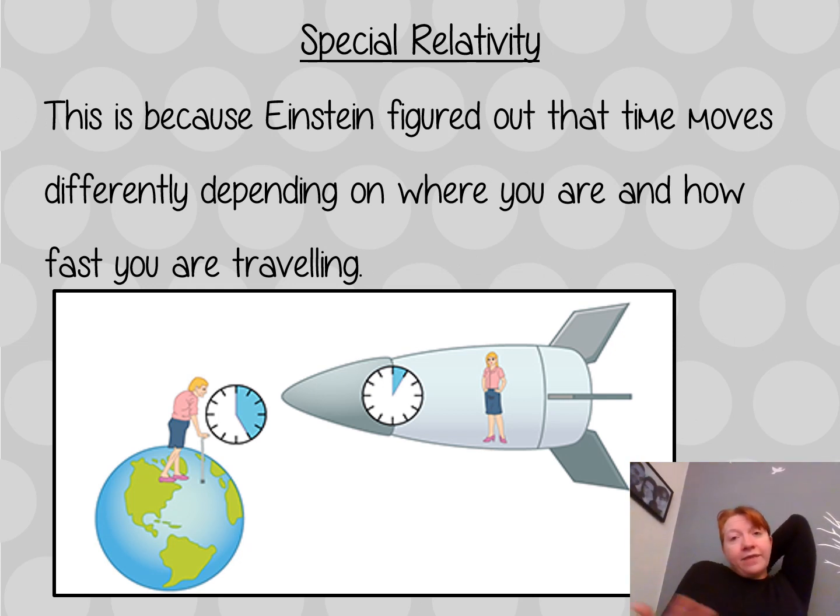And Einstein figured out that time moves differently depending on how fast you're going and where you are. So if this person here, you see this lady is in a super rocket and she's going to be far up out of the Earth atmosphere and she's going to be going very fast. But this lady is the same person really standing on the Earth. Their clocks are different because they're moving at different speeds.